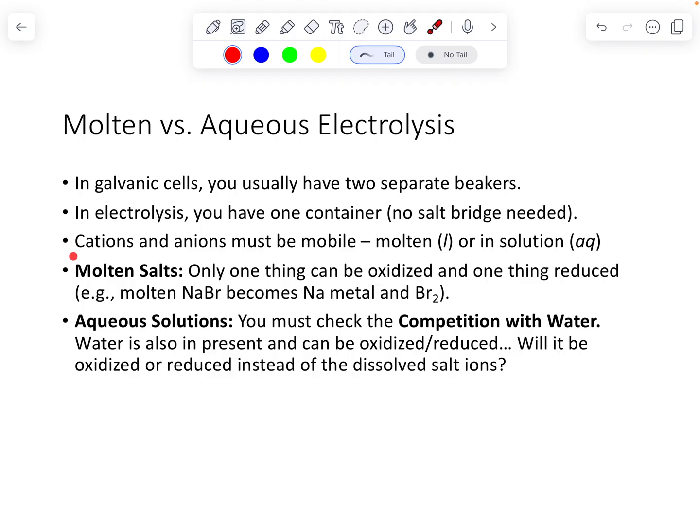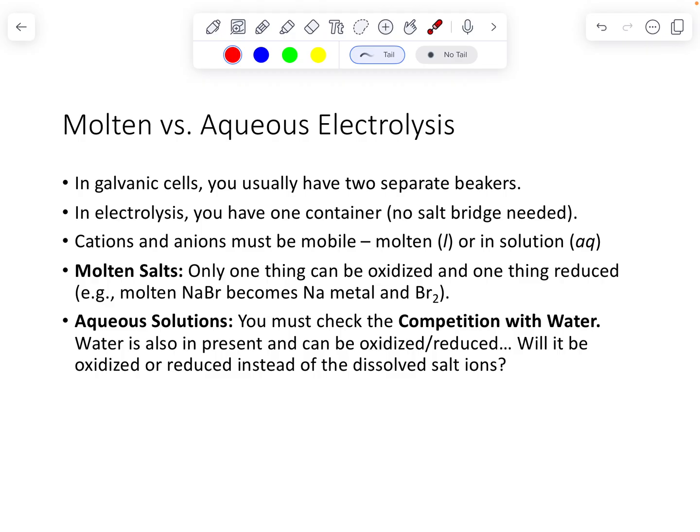One important thing is that the ions have to be mobile. A lot of times we're doing this with an ionic solid, to purify elements that are in an ionic compound. And remember that in ionic solids, the cations and the anions aren't mobile. They're frozen in place in that crystal lattice.